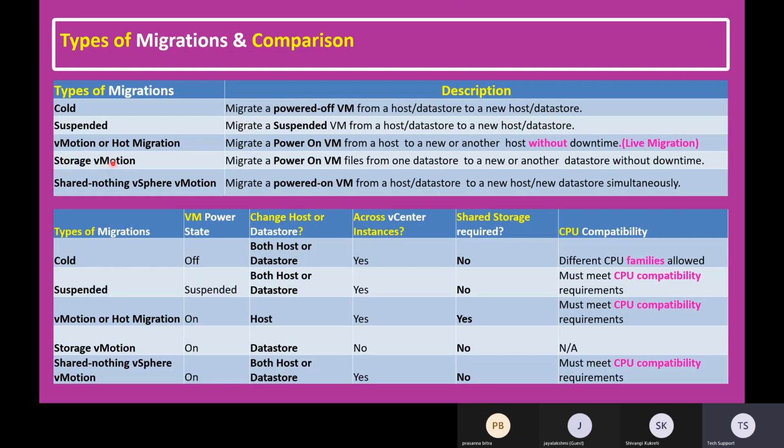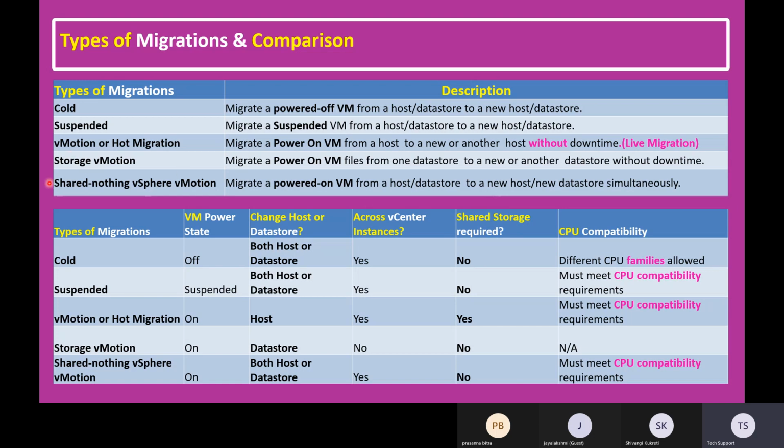So hope you understand the difference between vMotion and SvMotion. vMotion means we are mainly changing the host, and SvMotion means we are changing from one data store to another data store. And storage shared nothing vSphere vMotion. Shared nothing means normally for vMotion purposes, VMware recommends maintaining a shared data store. But from vSphere 6 onwards, VMware introduced a new feature. Without shared storage also, you are able to perform the virtual machine migration.